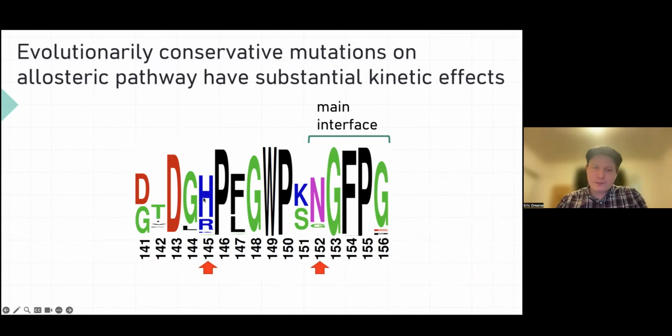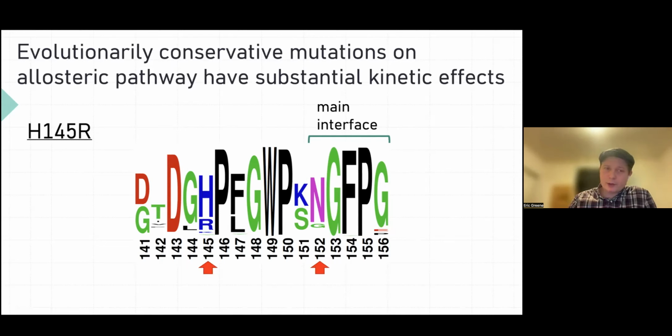And so first we looked at the conservation. What I've plotted here is a multiple sequence alignment. This is only of metazoan type 2 GSs, so it's a small sequence space that we're looking at. These are the residues that constitute that main interface that I showed before. One of the residues that stood out to us as having variable conformations was N152. Interestingly, it was not as conserved as the other residues in the interface, and there's a small population where this residue is glycine instead. The other residue that we were interested in was H145, which also wasn't as conserved as other residues here, and had a significant proportion of sequences where it could be arginine.